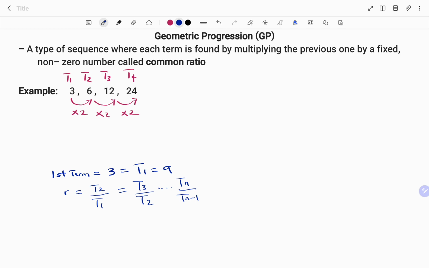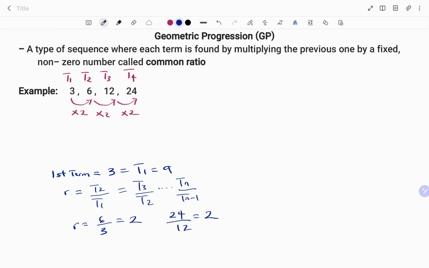And for this example, my R is T2, 6, over T1, which is 3. That will give me 2. I can double check with another value. My T4, which is 24, over T3, which is 12, will give me 24 divided by 12, which is 2.